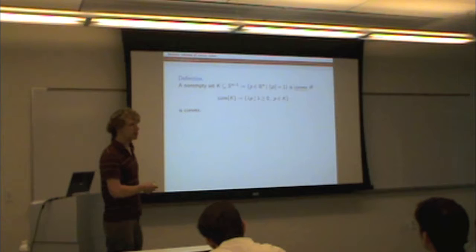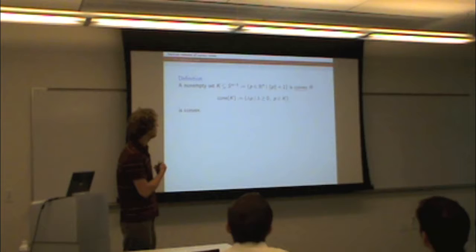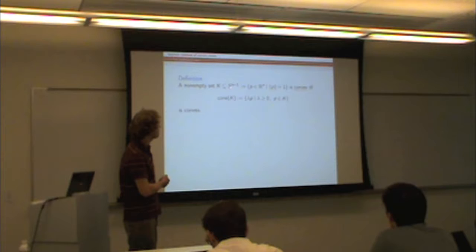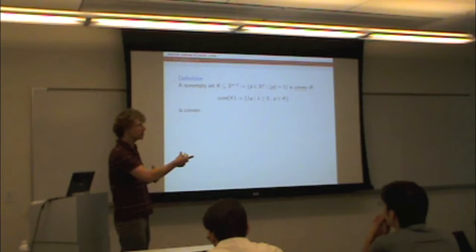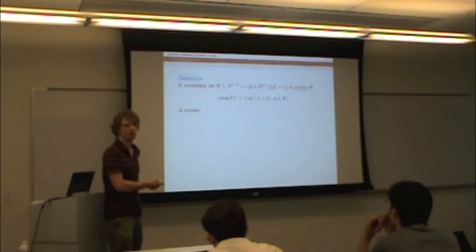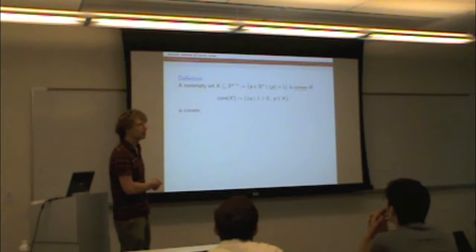So yeah, for this we first define what we understand under a convex set. You can define a convex set in the unit sphere by saying, if I take the cone defined by this spherical set, then this cone should be convex. We take this as a definition for convexity in the unit sphere.